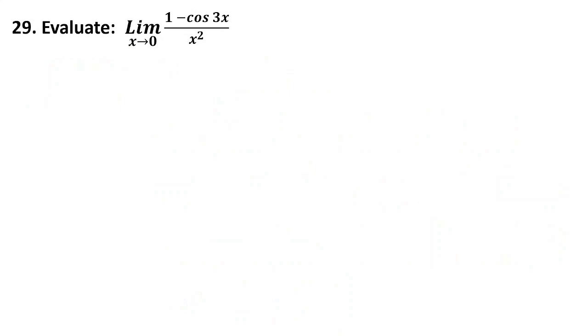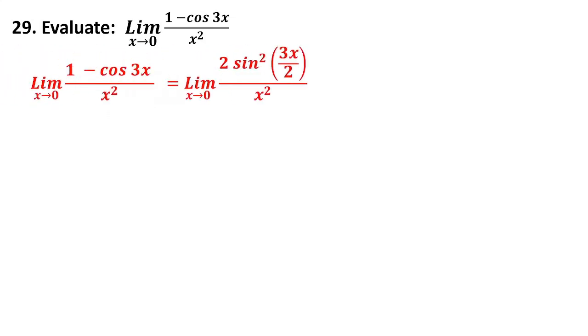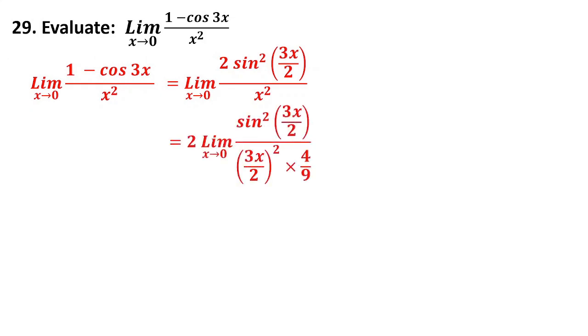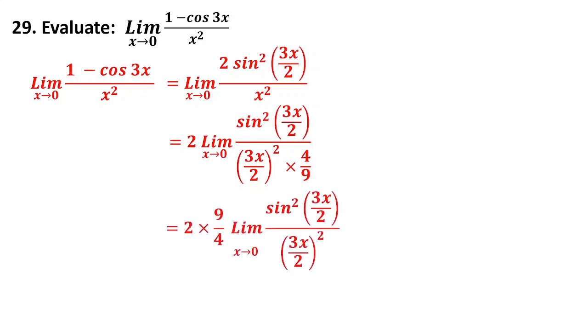Once again, question number 29. 1 minus cos 3x by x square. We will make use of the formula: 1 minus cos x is 2 sin square x by 2. I am using that formula. It will become 2 sin square 3x by 2. 2 comes out. Now, the denominator is x square. Numerator is sin square 3x by 2. Therefore, denominator also should be 3x by 2 the whole square. Therefore, I am multiplying and dividing by 4 by 9. That 4 by 9 will come out as 9 by 4. Now, this limit is a standard limit, whose value is 1. Therefore, final answer 9 by 2.